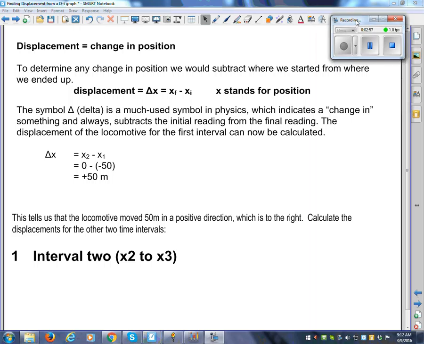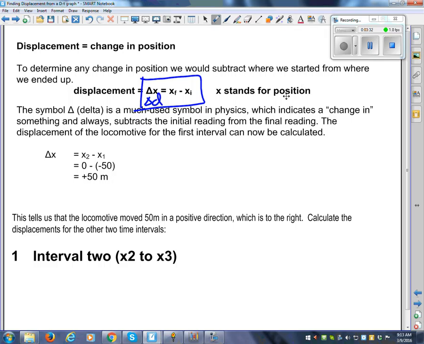To determine any change in position, we would subtract where we started from where we ended up. Okay? Displacement, or delta x, sometimes delta d, delta x and delta d are kind of interchangeable, is equal to xf minus xi. Have you got that there on your page? Good. That's sort of kind of a formula. It's so simple that we don't really use it, but it's kind of a formula.